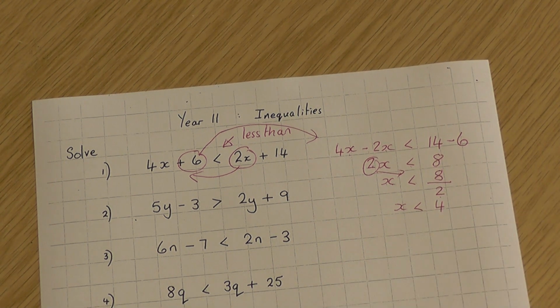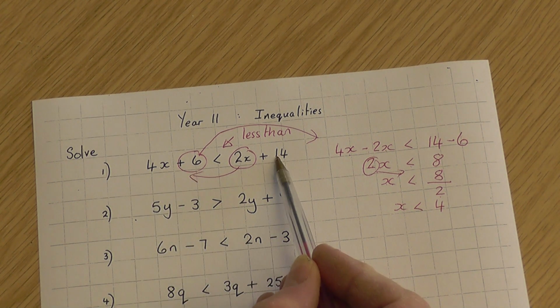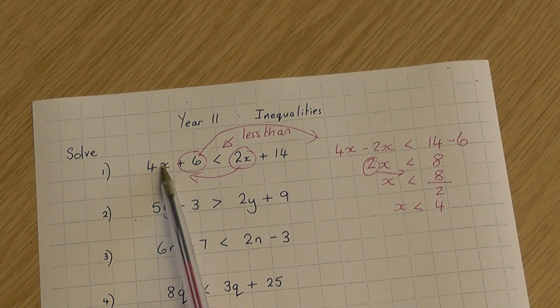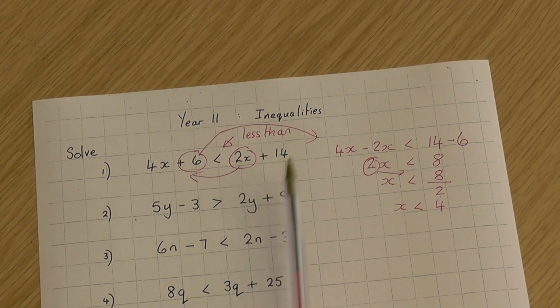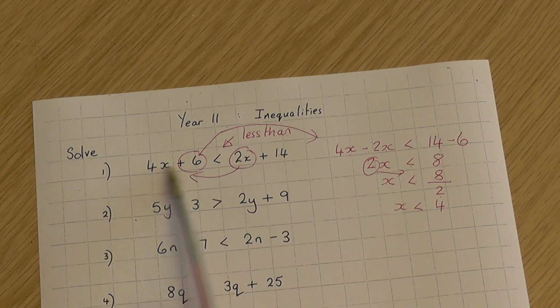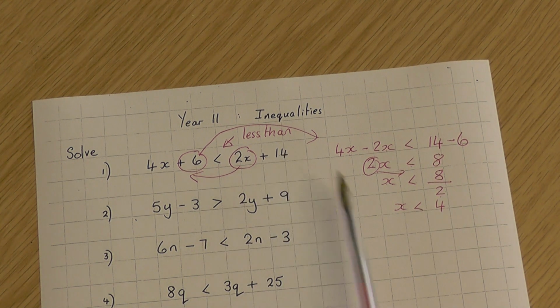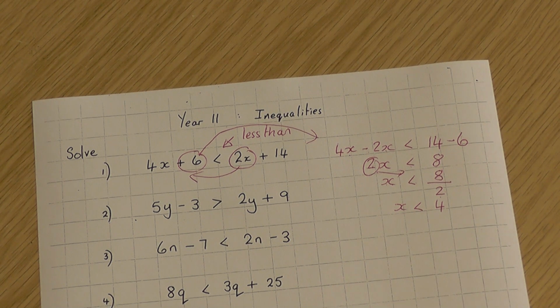And what this basically means is that any x number you pick which is less than 4 will make that a true statement. So you could have x equals 3, x equals 2, x equals 1, x equals 0, x equals minus 1, minus 2, minus 3. But you could also have decimals. You could have x equals 3.5 would work. So if you put 3.5 in there, 4 lots of 3.5 plus 6, 2 lots of 3.5 plus 14, you would find that that works out to be less than that for x equals 3.5. So there is a whole range of answers described by x is less than 4 which make that work. X is less than 4 is the final answer.